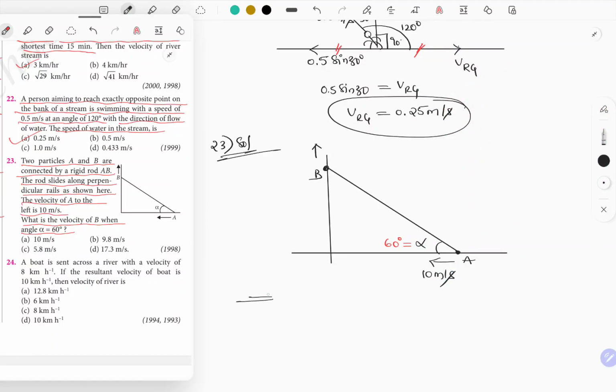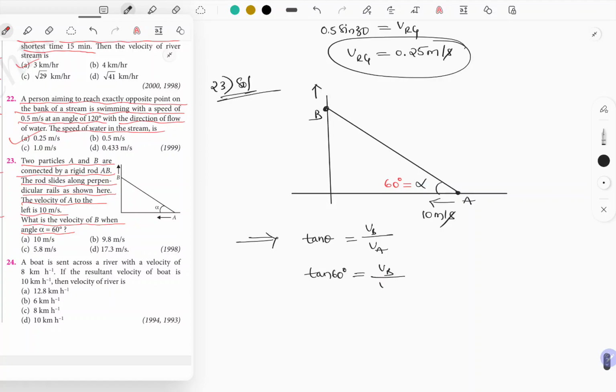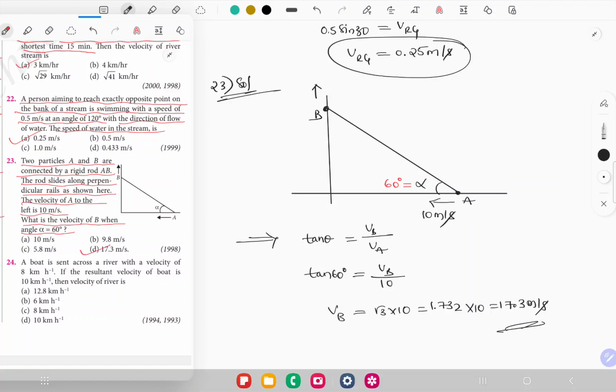Let's use tan theta. So tan theta is equal to, you can use for velocities also, velocity of B divided by velocity of A, right? So what's the value of alpha? Alpha is equal to 60 degrees. Then tan 60 degrees is equal to velocity of B divided by velocity of A. Velocity of A is nothing but 10 meter per second. Velocity of B is equal to tan 60, which is nothing but root 3. Then root 3 into 10 is the answer. Root 3 value is 1.732 into 10, which is equal to 17.3 meter per second is the answer. So option D is correct.